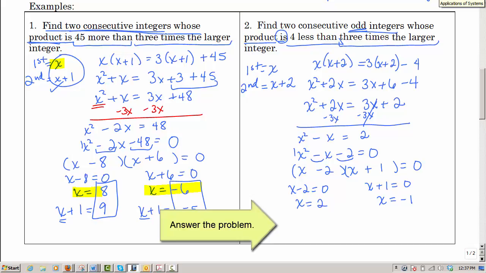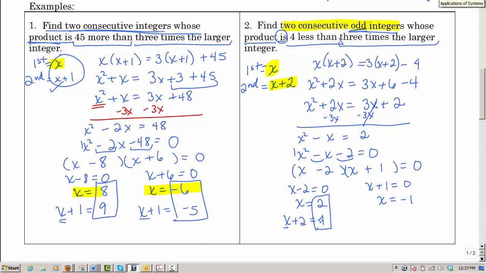Not done. I need to find two consecutive odd integers. I've only found x. Now I need x plus 2. So if x is 2, plus 2 is 4. Now wait a minute. I was supposed to find odd integers. 2 and 4 are not odd. I don't think I've made any mistakes. I just have to throw those out because those are not odd. I guess I should have started out with the 2 not being the odd. But negative 1 is odd, and if I add 2 to negative 1, negative 1 plus 2 is positive 1. Those would be consecutive odd integers.